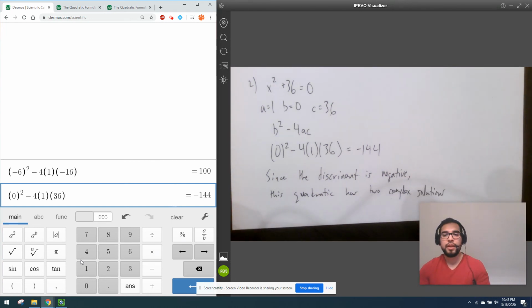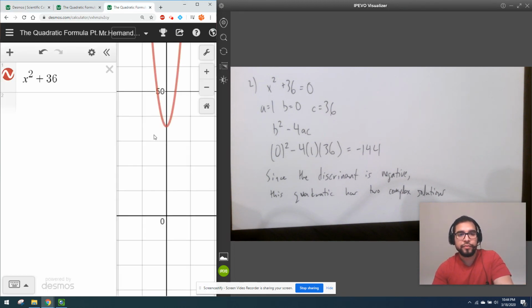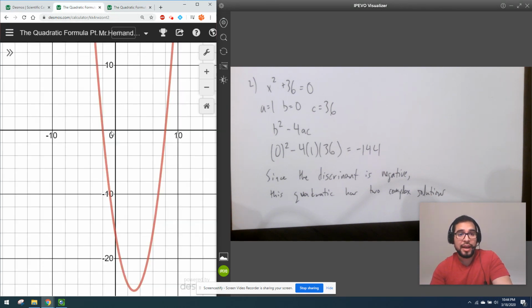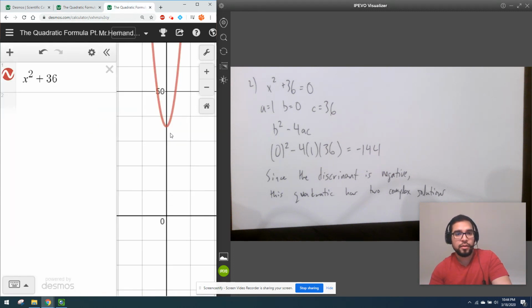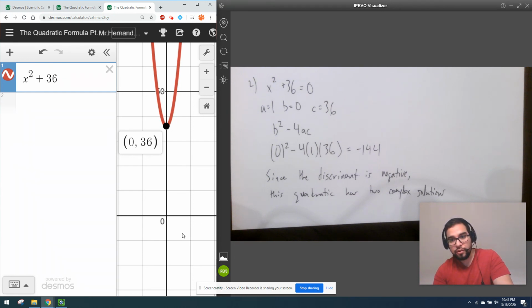Let's see what that looks like graphically. Check it out, I have no x-intercepts. The previous one had two real solutions, and they crossed here and here on my x-axis. Now up here, it's way up at 36, that's my y-intercept. But notice I have no x-intercepts, and it will never intersect the x-axis. Therefore, I have what we call two imaginary roots, or two complex solutions, but they are not real numbers. So there we have it.